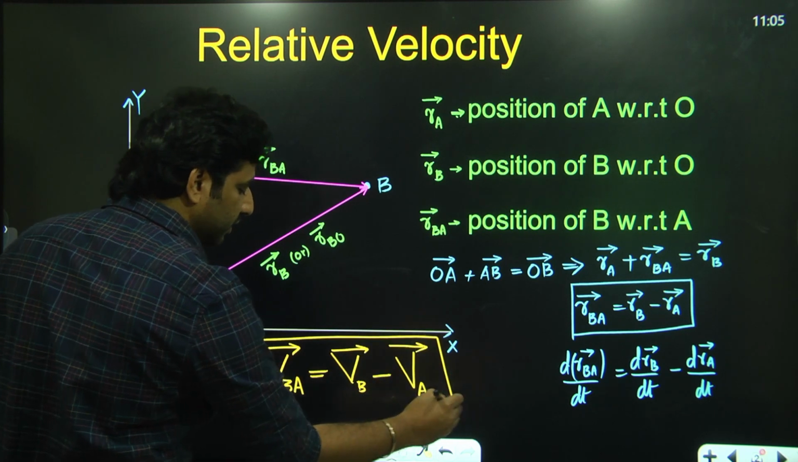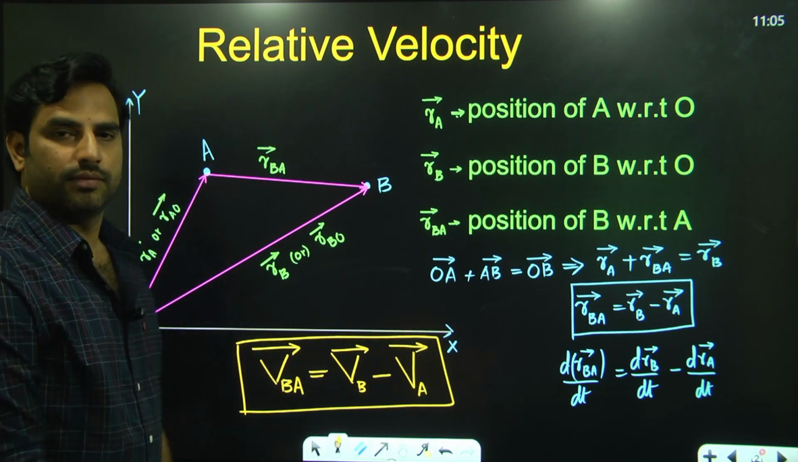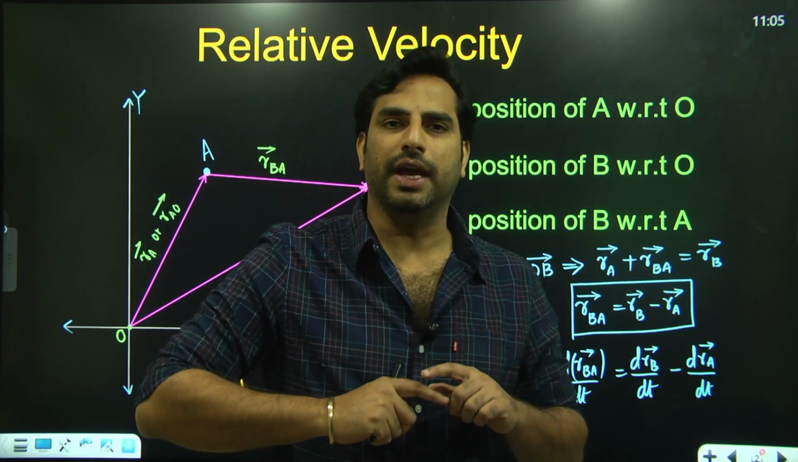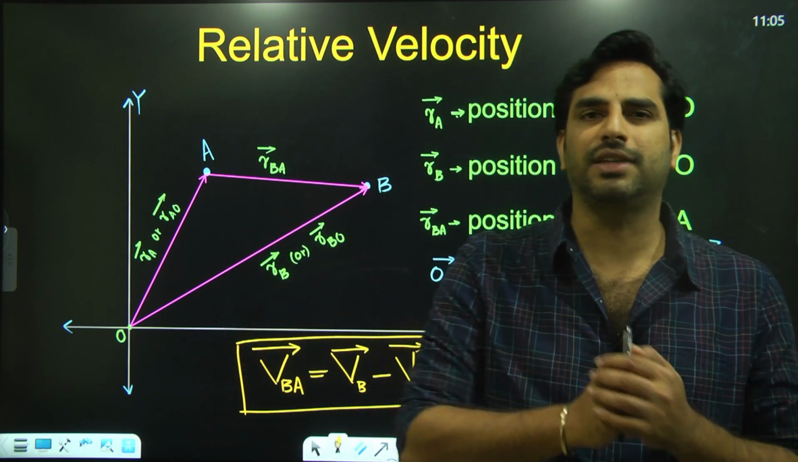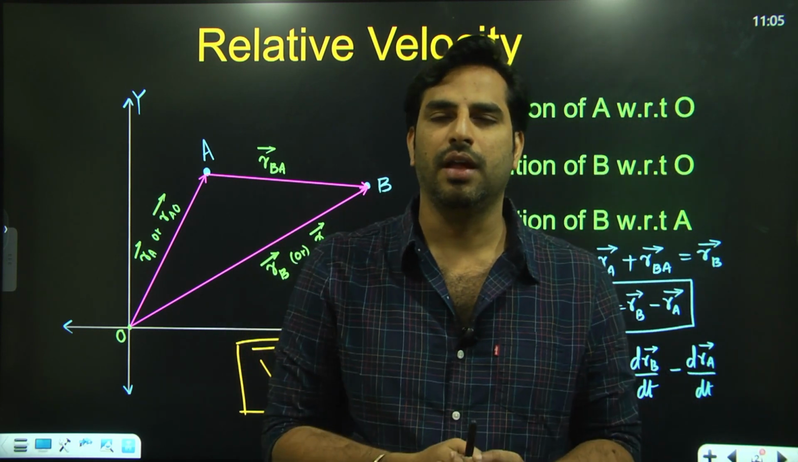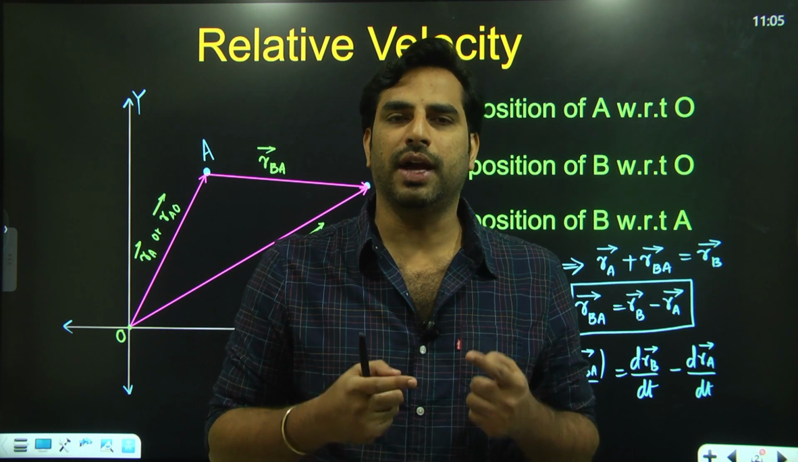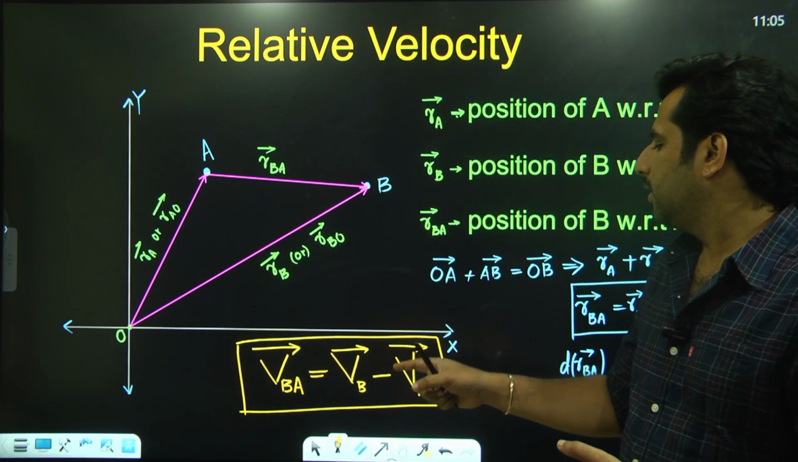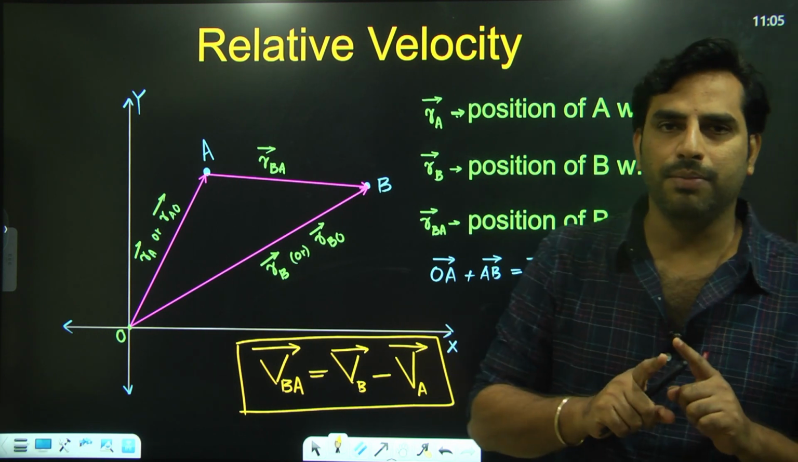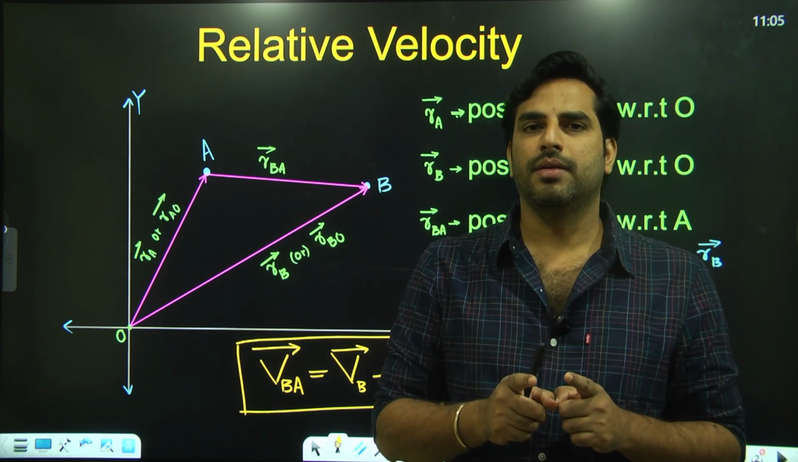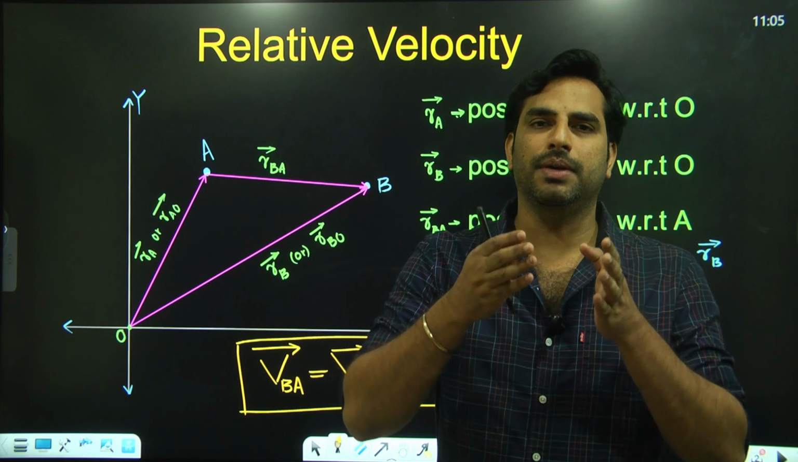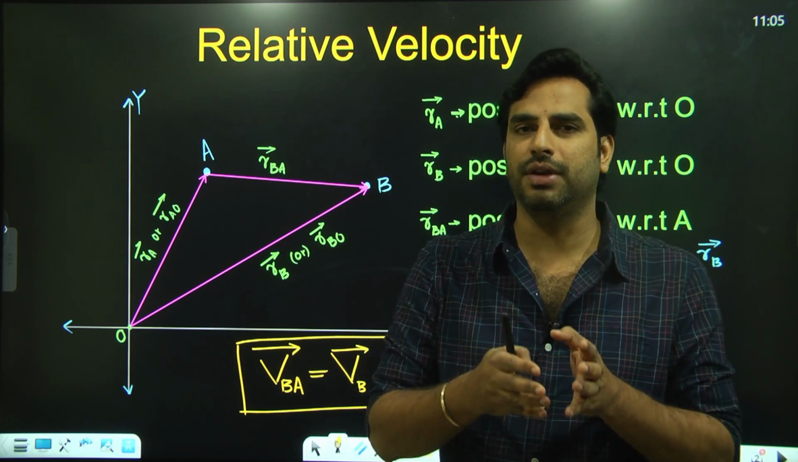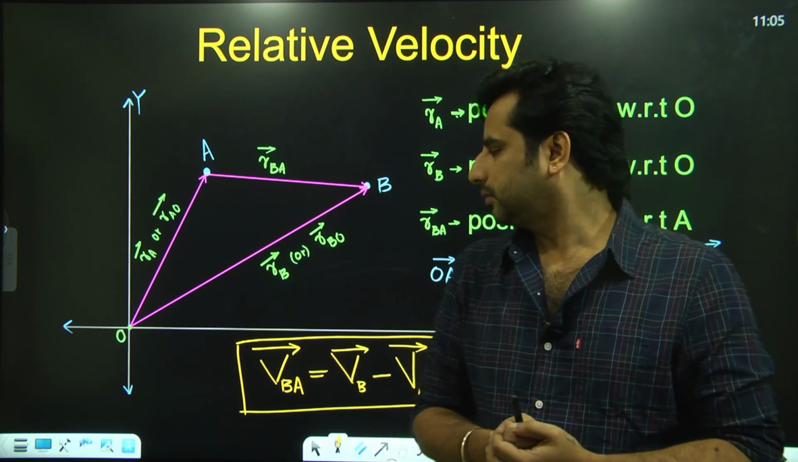This simple equation is enough to solve any problem of relative velocity, just any problem of relative velocity. The only equation we have is this. VBA bar is VB bar minus VA bar. It is not VB minus VA. Be very clear that it is VB bar minus VA bar, the vector VB bar minus VA bar.